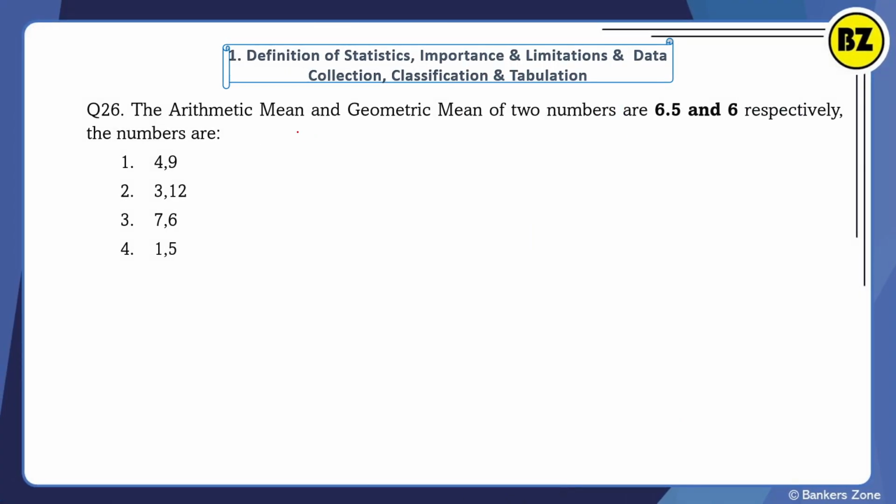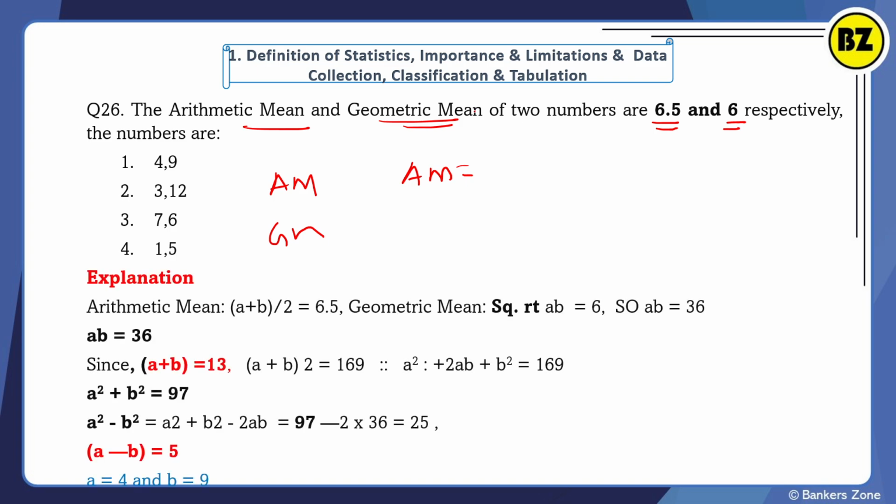See the next question. The arithmetic mean and the geometric mean of two numbers are 6.5 and 6 respectively. Find the numbers. So very easy. We have to use the arithmetic mean and geometric mean. What do you mean by arithmetic mean? Arithmetic mean means simply the average, right?